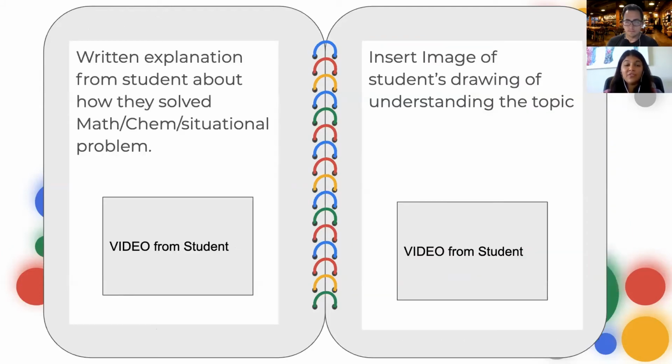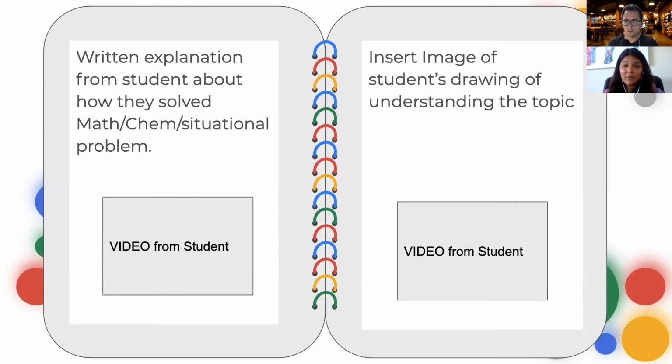So here's just a very simple template of what you could do with Google Slides. You could have a student have a written explanation on the top of their slide, and then they could input a video on the bottom. Or they could input an image or a drawing that they did. You could have students literally use a pencil and paper and draw out their thinking, but then submit it to you in a picture format on a Google slide.